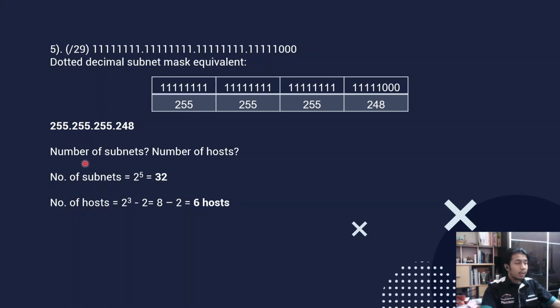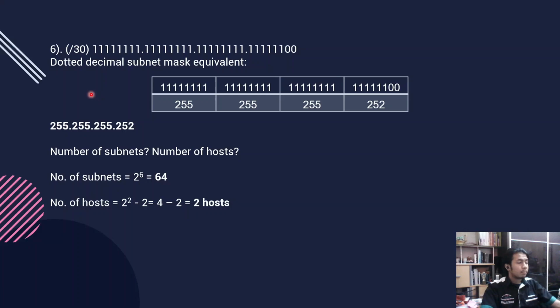For prefix 29, the dotted decimal subnet mask is equivalent to 255.255.255.248, and the number of subnets is 2 to the power of 5, which is 32, and the number of hosts is 2 to the power of 3 minus 2, which is 8 minus 2 equal to 6 hosts.